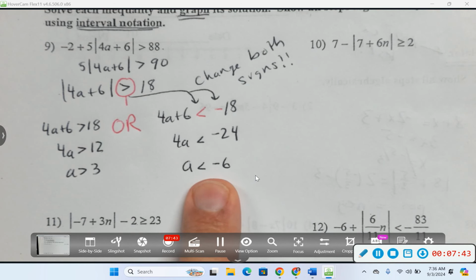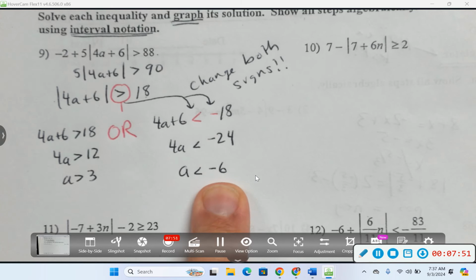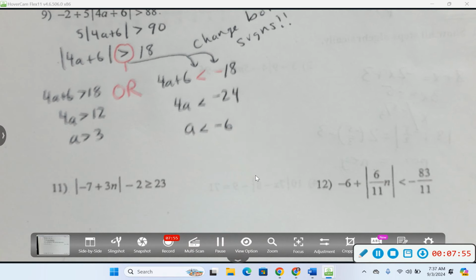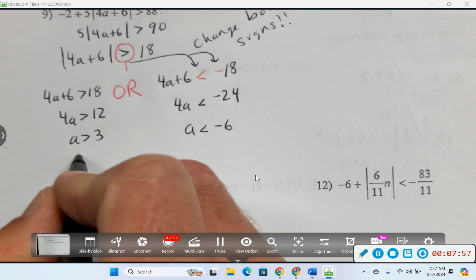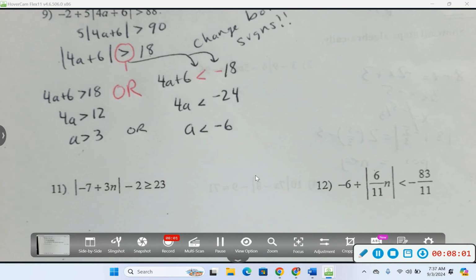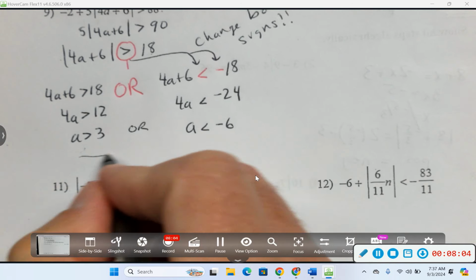Do I need to flip that inequality because it's a negative? No. When do I flip the inequality? When you multiply or divide by negatives. Okay, just because there's a negative over there, that's fine. It's only when you're multiplying or dividing by negative that things switch around. Okay, or. So I don't need the overlap, I just need anything that's shaded.